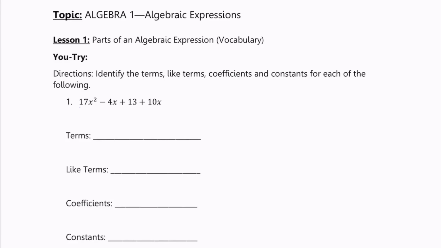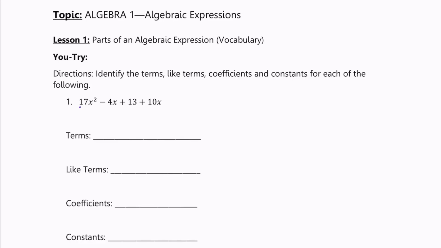So we have terms, which remember are things that have either just a variable, a number, or the product of a number and a variable. We have like terms, things that have the same variable with the same exponent. Coefficients are the numbers in front of variables, and constants are numbers that don't have any variables attached to them. So we're kind of working big and then getting narrower and narrower in our scope.